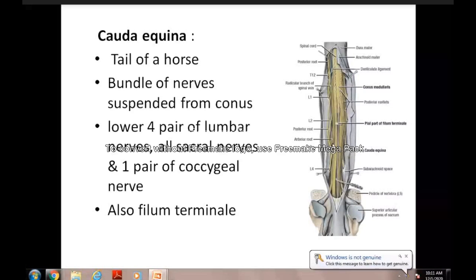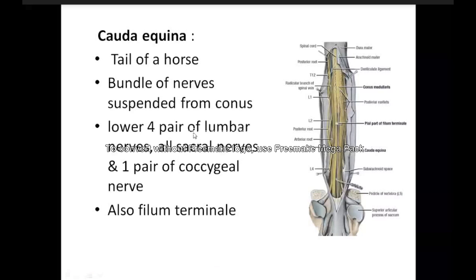And the next question is how it is formed. The cauda equina is mainly formed by, so this you have to write, the lower 4 pairs of lumbar nerves, then all 5 pairs of sacral nerves, and 1 pair of coccygeal nerves. All these nerves unite and form the cauda equina. Why is it called cauda? Because it resembles the tail of a horse, and it also contains the filum terminale. So this is the cauda equina, and this is also important.